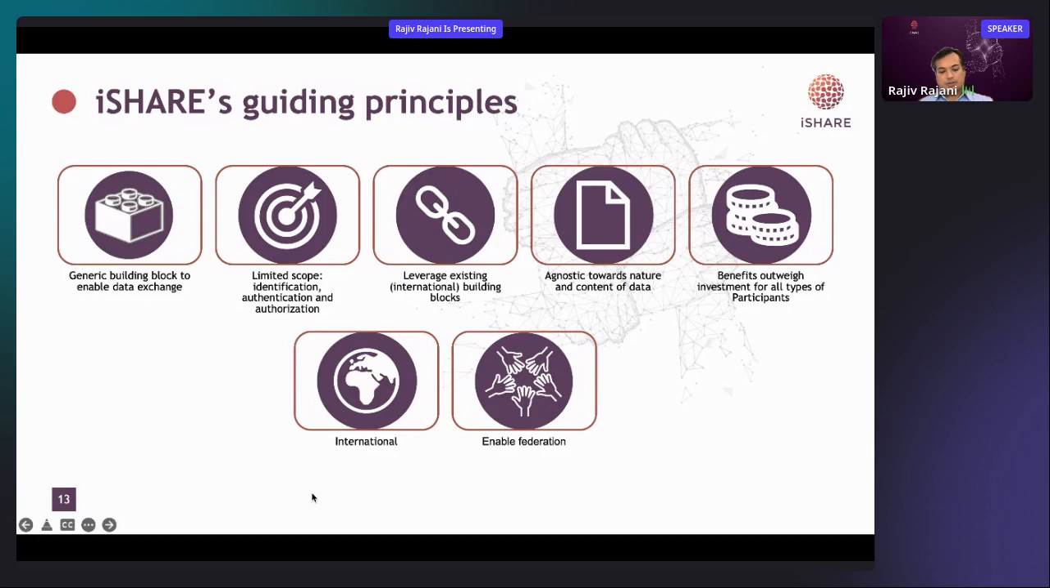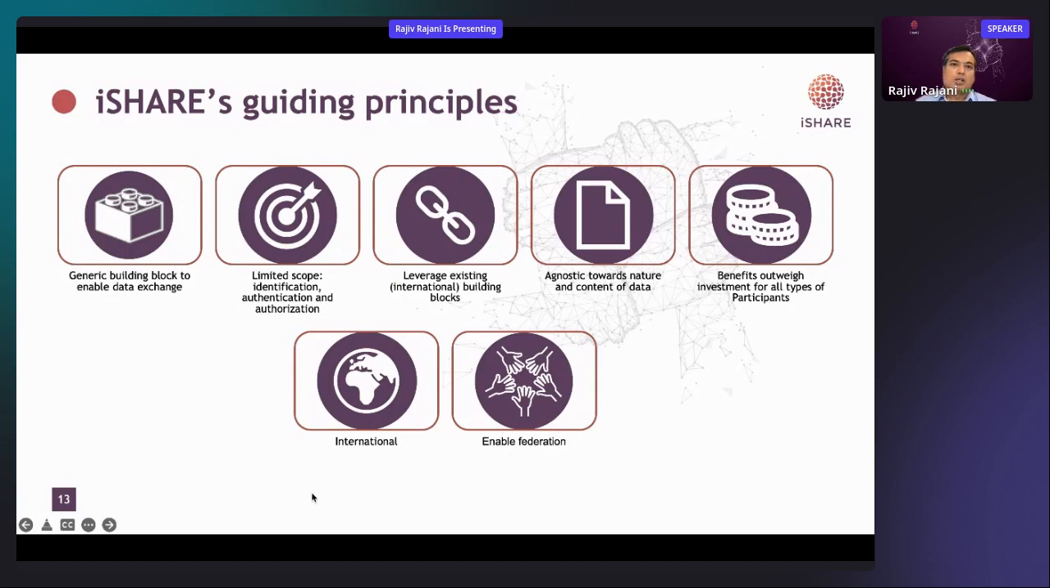You'll learn more about it because iShare is governed also by the participants of iShare, and each participant has equal right in terms of how the framework is defined, irrespective of the size and location or whatever details of that participant, right? So that's our guiding principle.